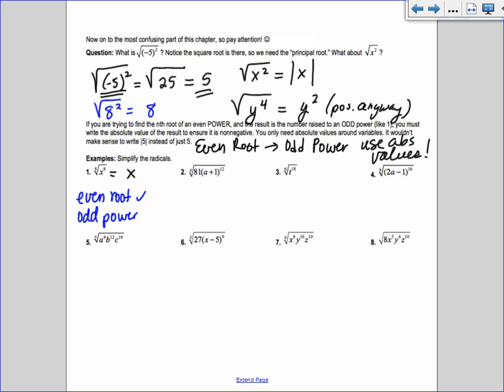And yes, it has an even root. It was the 8th root, right? And it's an odd power in the end. It was x to the 1. So that means that we have to put absolute values around it. So it's the absolute value of x.